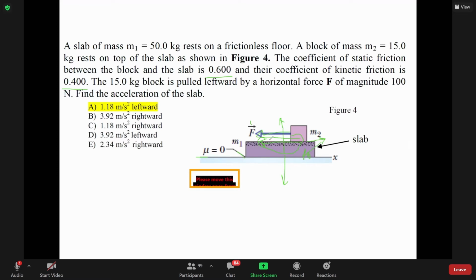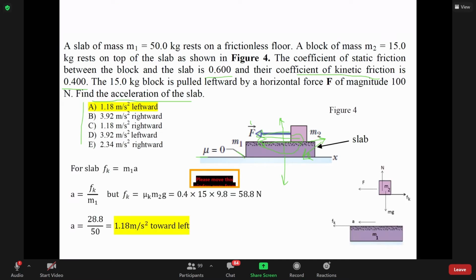The only force affecting the slab is the friction. Of course he said acceleration, he's telling you it's moving, so you have to use the kinetic friction. Because he said find the acceleration, which means there is movement happening, so I cannot use static. I have to use kinetic. So find the acceleration of the slab. We said, what are the forces on each one? On each one, first the block.